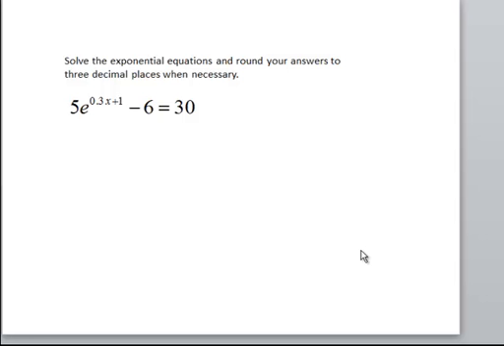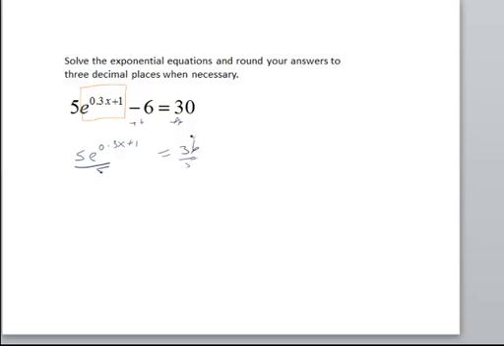This example here looks a little bit more complicated, but it is essentially solved the same way. I have one term with an exponent in it. I'm going to isolate this term right here. Okay, so in order to isolate it, I need to get rid of the 5 and the 6. I'm going to move the 6 over first, so I will add 6 to both sides. And we have 5e to the 0.3x plus 1 is equal to 36.